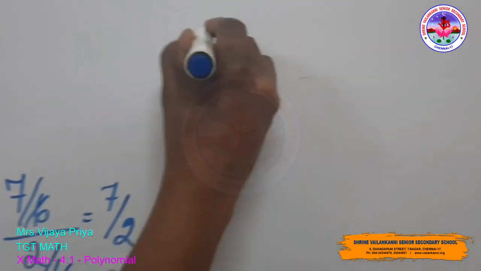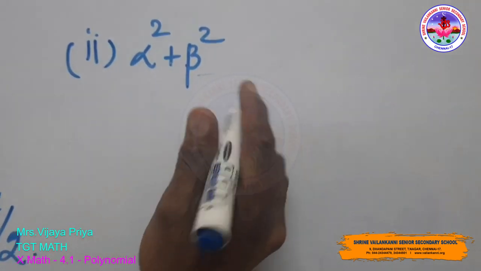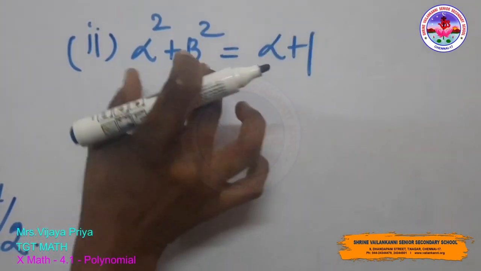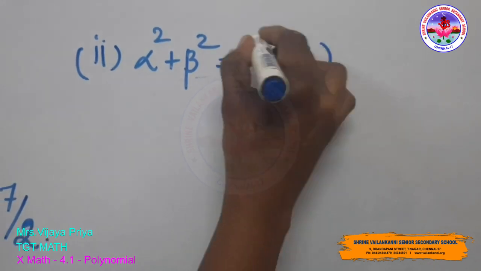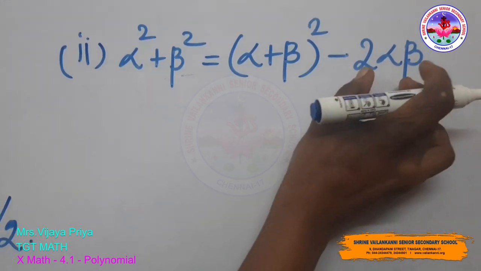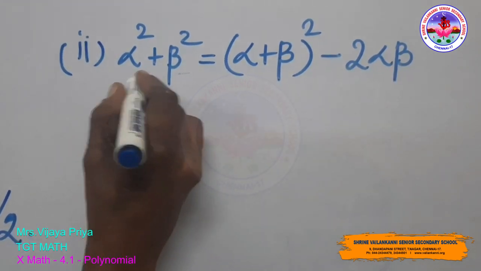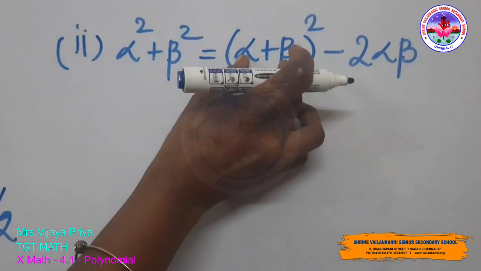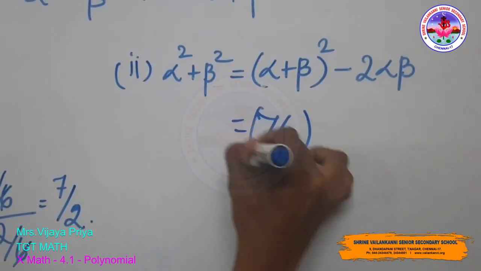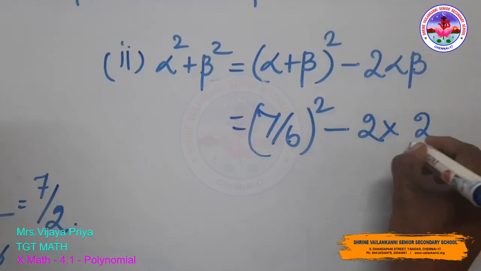And my second problem is I need to find alpha square plus beta square. I am going to find out the value using my identity formula. This can be got from the identity formula: alpha plus beta the whole square minus 2 alpha beta. Here I am just taking this minus 2 alpha beta to the other side. So here the sum of the zeros will be 7 by 6 the whole square, and minus 2 into the product of zeros, which is 2 by 6.